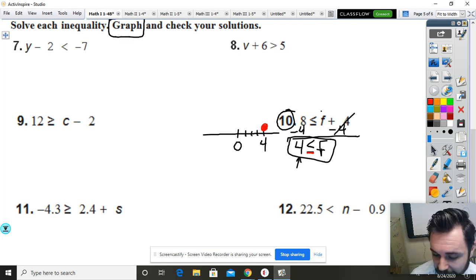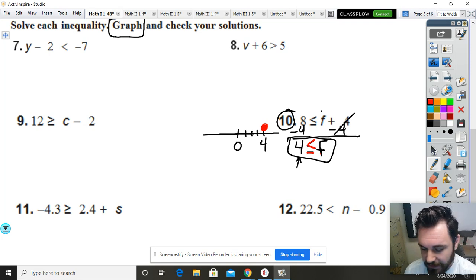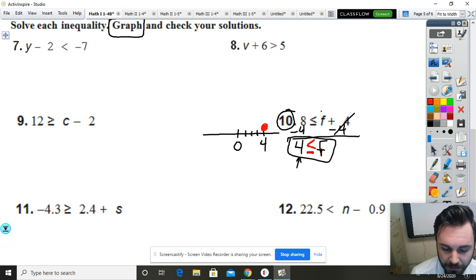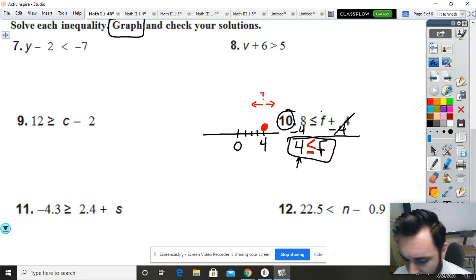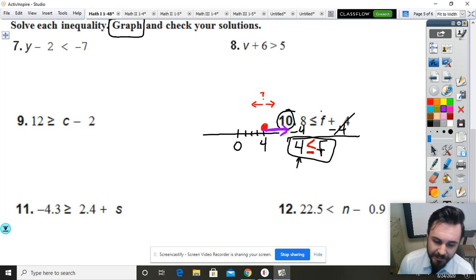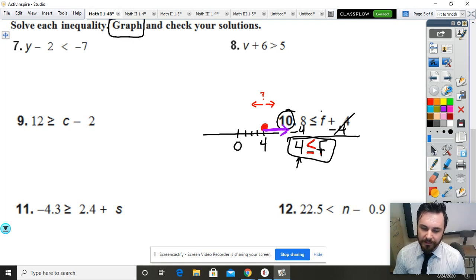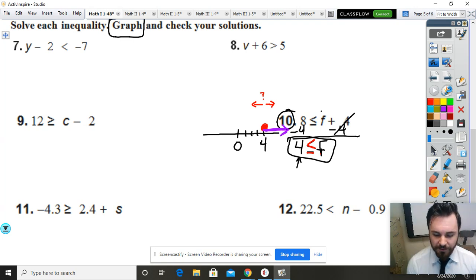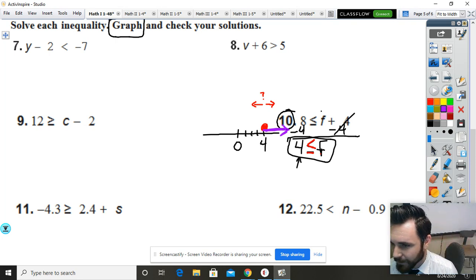And now I read my inequality. F is greater. Remember, mouth is greater. It's eating the greater. F is greater than or equal to 4. So if I had to draw an arrow that would indicate numbers that are greater than 4, which direction am I going to go? Hopefully, you realize on a number line, we get greater as we go to the right. So all numbers greater than positive 4 would look like that. And that's the graph that I'm looking for.